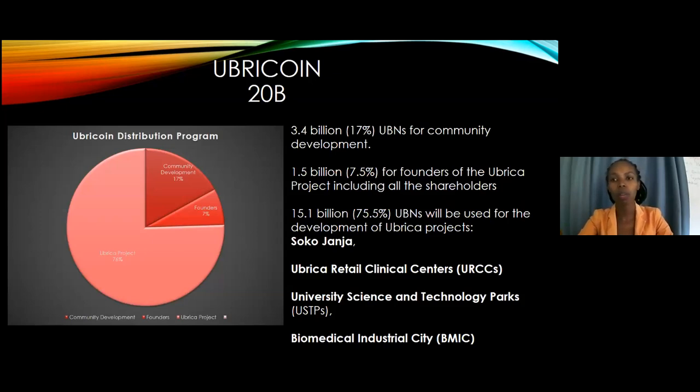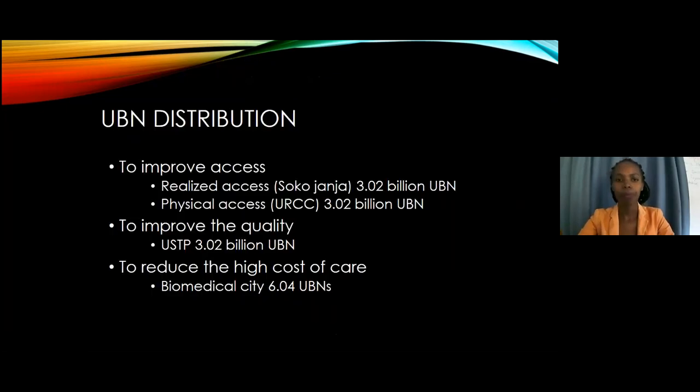And the Eureka project is about developing the healthcare system. So we have the distribution of Ubrecoin as per projects. Number one, which goes to improving access in healthcare. We have project number one, Soko Janja, which improves realized access. We have 3.02 billion UBN set aside for Soko Janja.